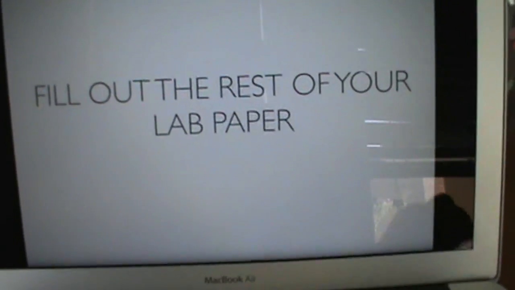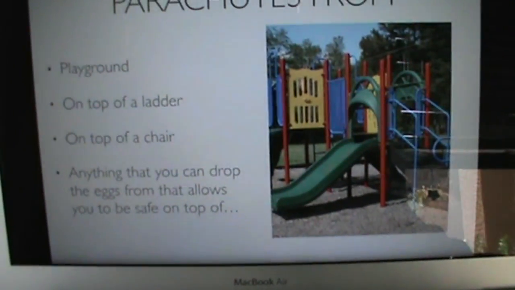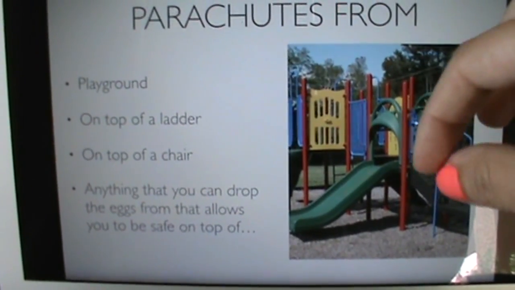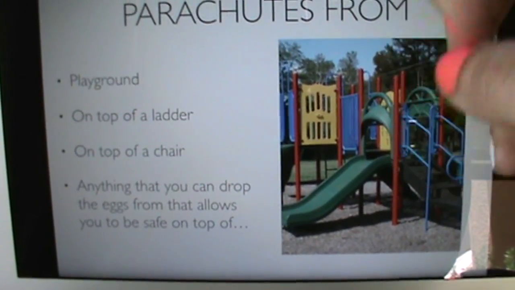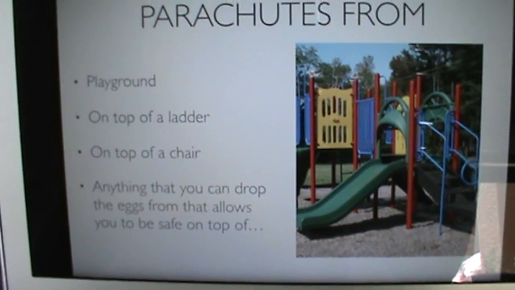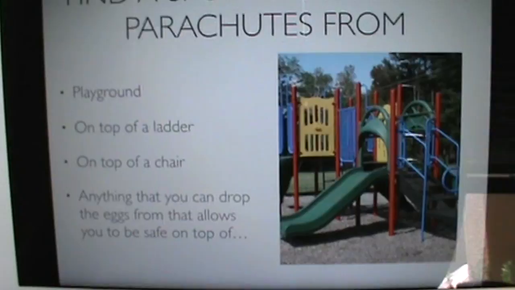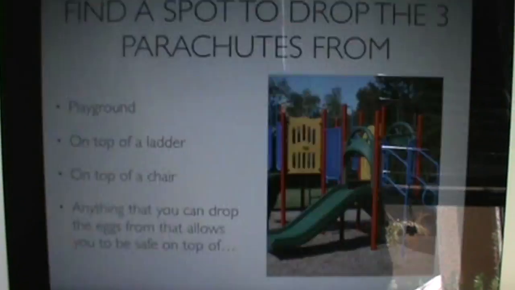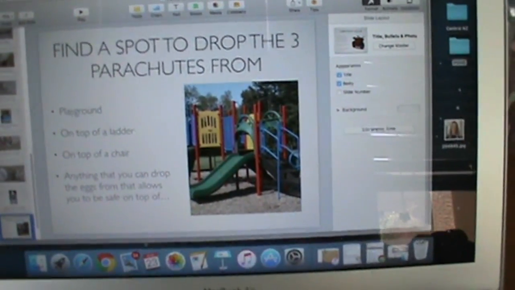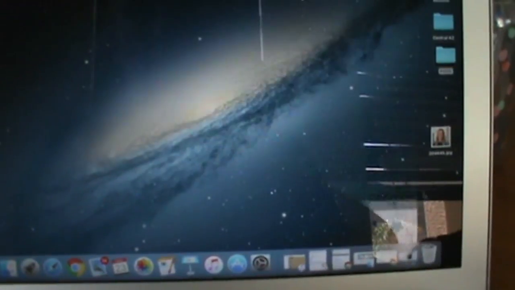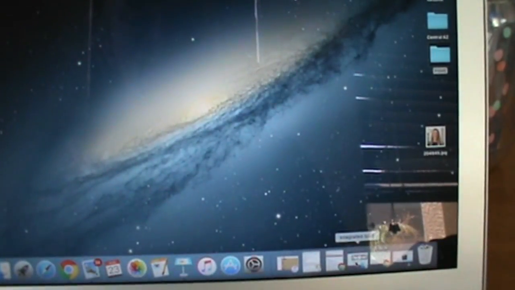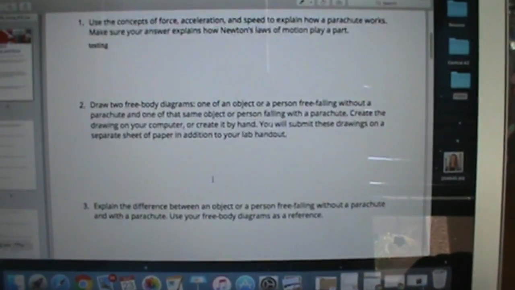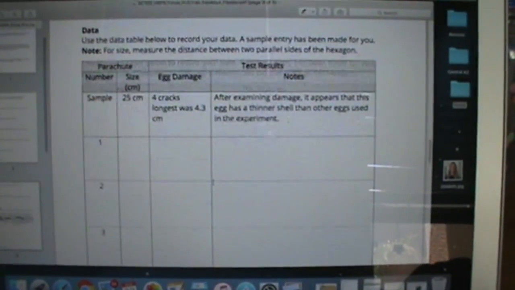Now, let me go back. When you are dropping your parachutes from wherever you're standing, you're going to go down and look at the results of your egg. You're going to check your egg out, see if there's any damage, how many cracks there are, did it completely break the shell, did it not break it at all. You're going to make some observations. Those observations go into your lab handout. There's a table right here.